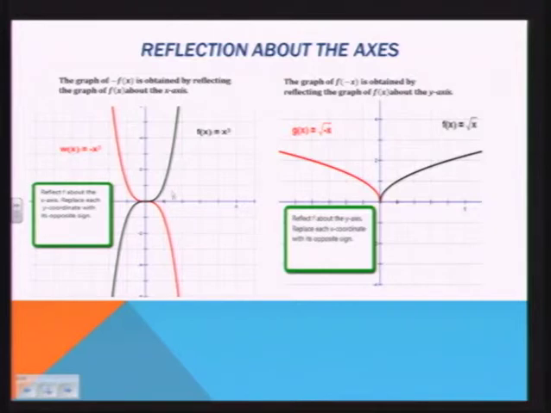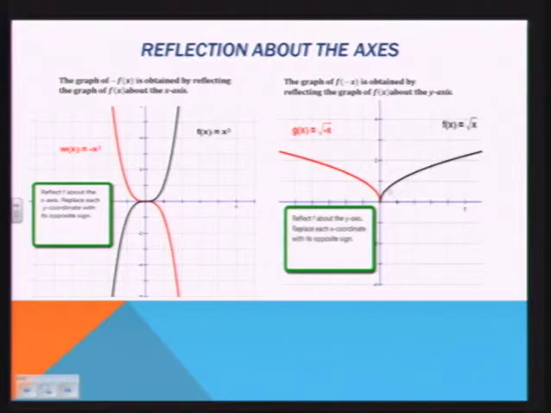Another point that we'll take a look at is the graph of f of -x is obtained by reflecting the graph of f of x about the y-axis. Now, in this case, we're going to take a look at the common graph known as a square root. So we'll look at the black graph that denotes f of x equals the square root of x. Now, that is my common function. But in this case, as we take a look at the transformation, g of x equals the square root of -x, you will see that to reflect about the y-axis, you must replace each x-coordinate with its opposite sign.